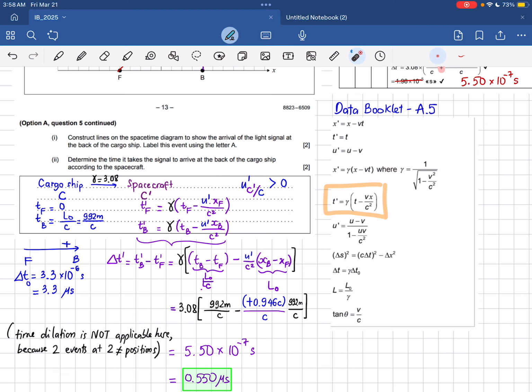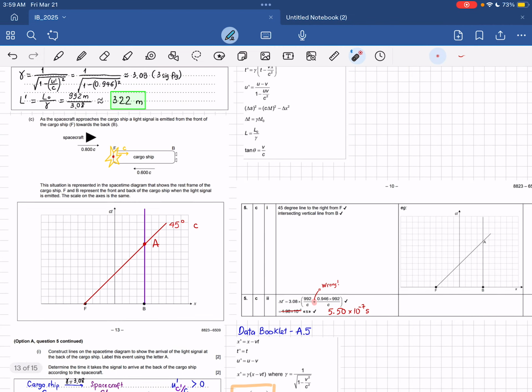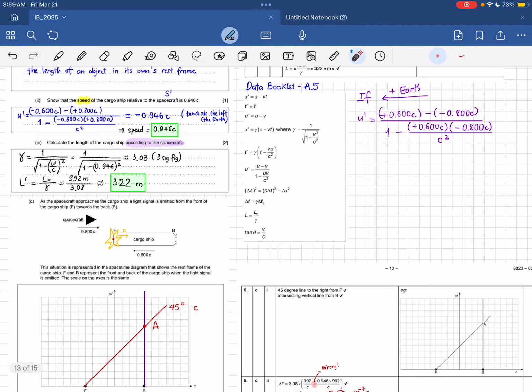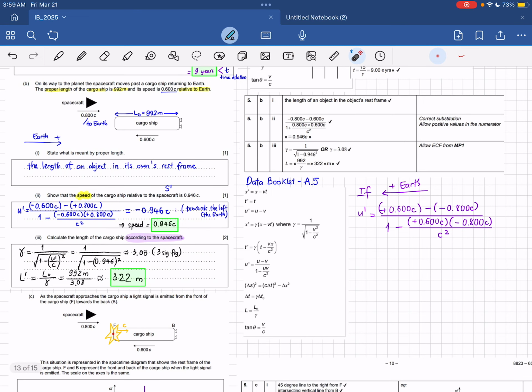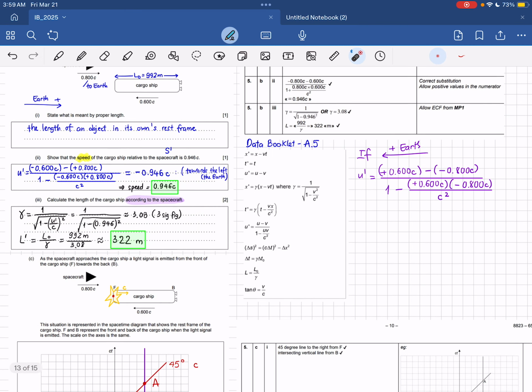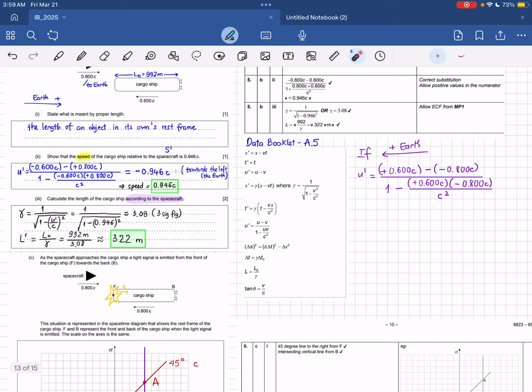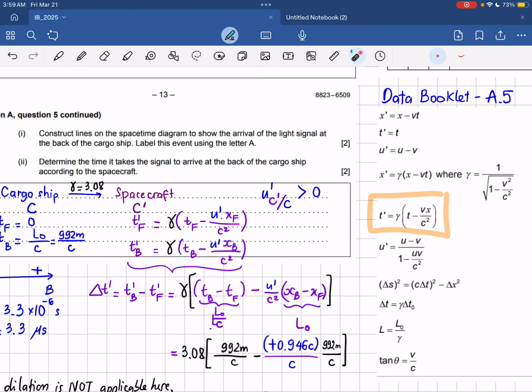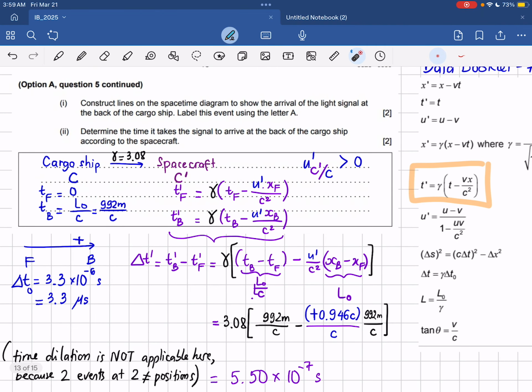So then we will need some gamma constant, right? The Lorentz factor. The Lorentz factor here has been calculated previously in question 2b. You see? It's also between the cargo ship and the spacecraft. So basically that's the same gamma. If you want to check how to calculate this one, just check the previous video, okay?